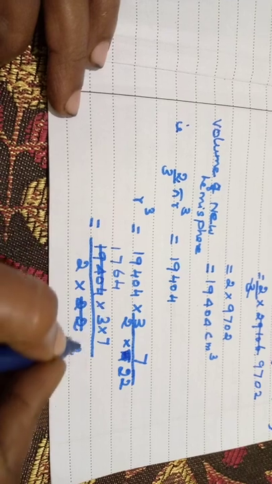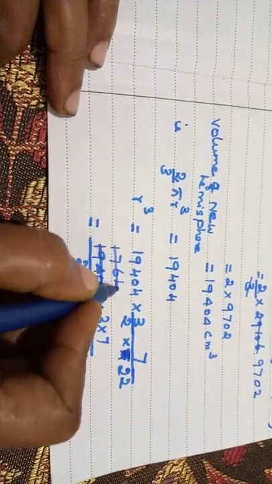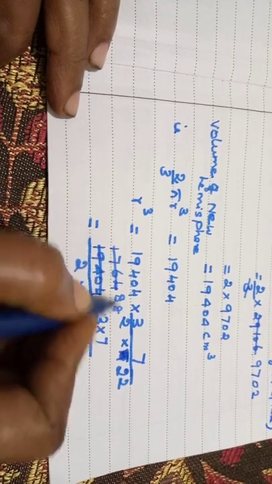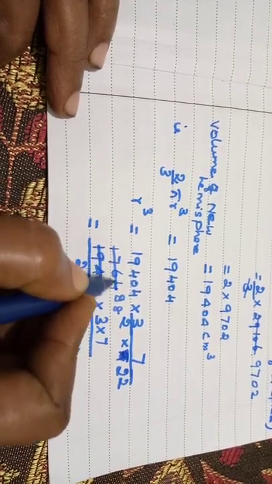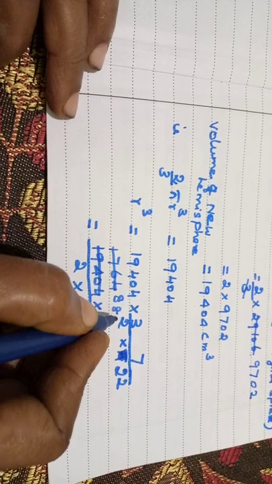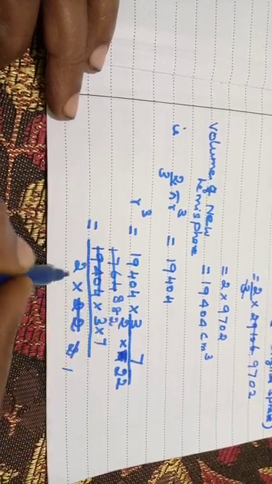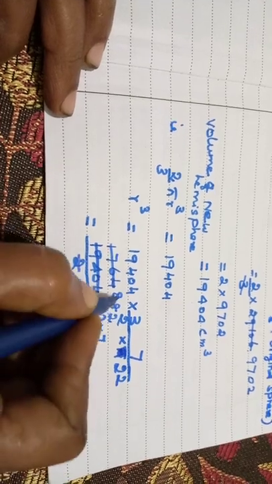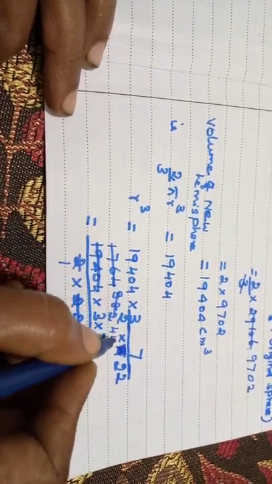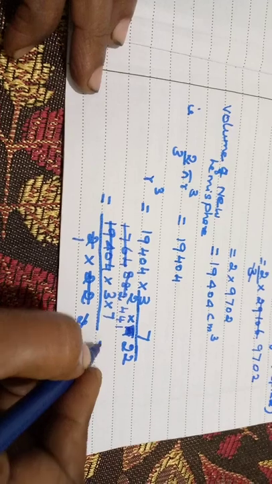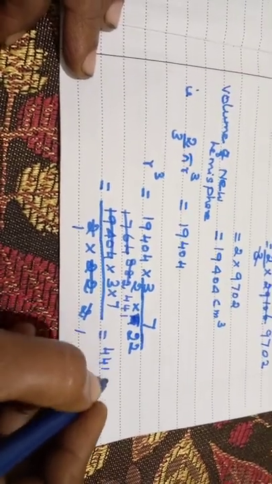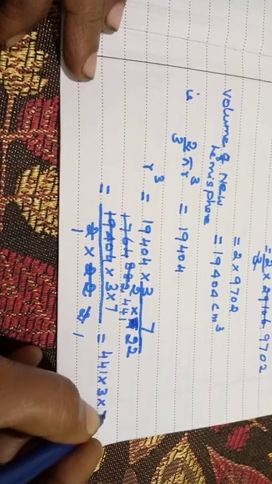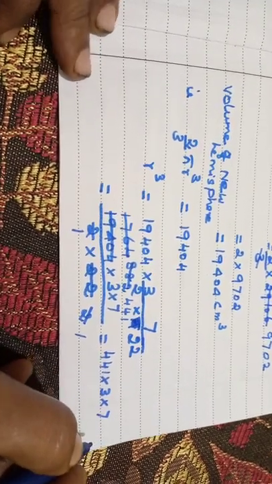Again, further can we divide this 2? 2 and this value. 1, 2 is 2. Here 8 2s are 16, 1 balance. Again 8 2s are 16. 4 is there, no? 2. Okay. Further this 2 and this value. 1 here. 4, 4, 1. So balance, let us write it remaining. 441 into 3 into 7. It is R cube value.